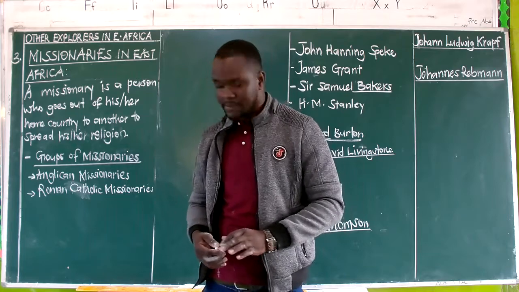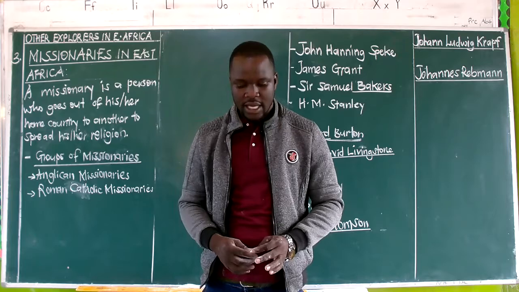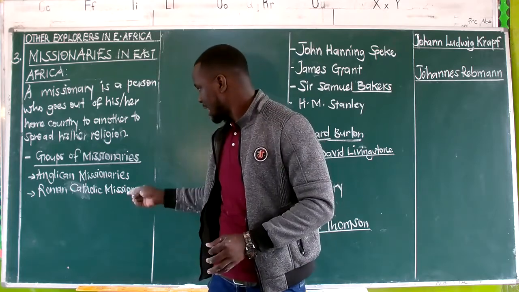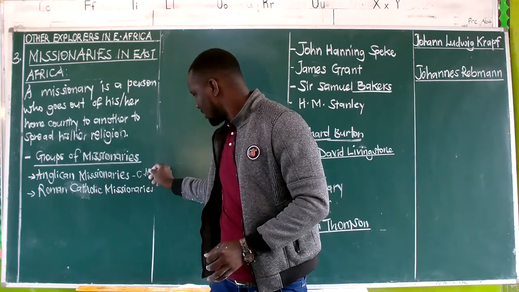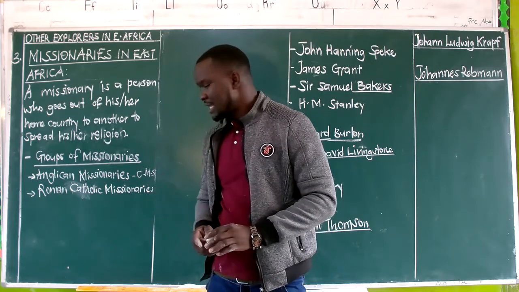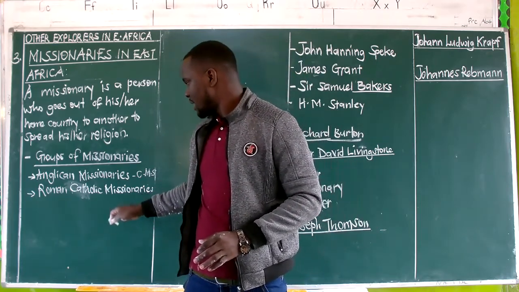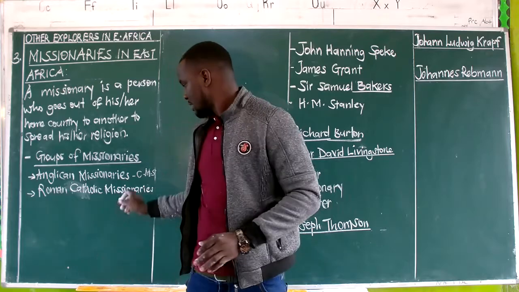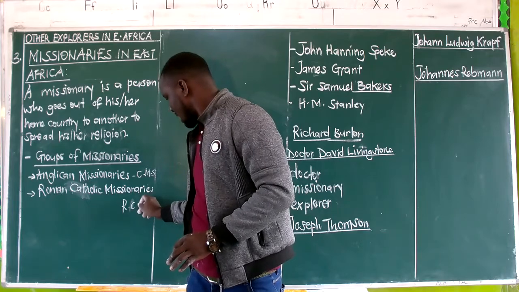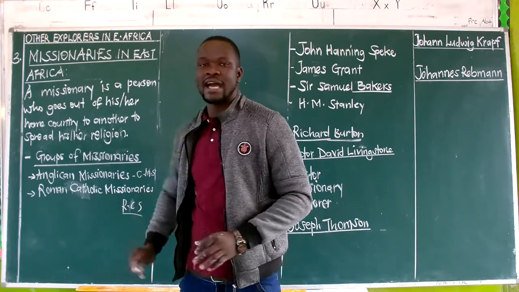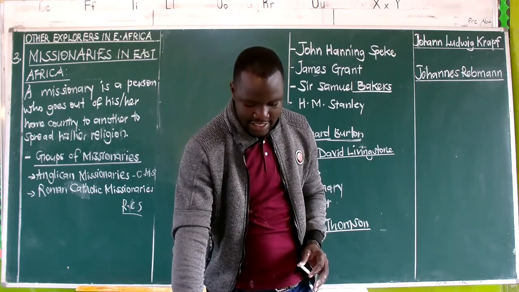In East Africa mainly, we need to note that we have these groups sent, like the Anglican missionaries. We say they were sent by the Church Missionary Society, and then the Roman Catholics were sent by the Roman Catholic Society, and we say it was the group of the White Fathers. We talked about that.